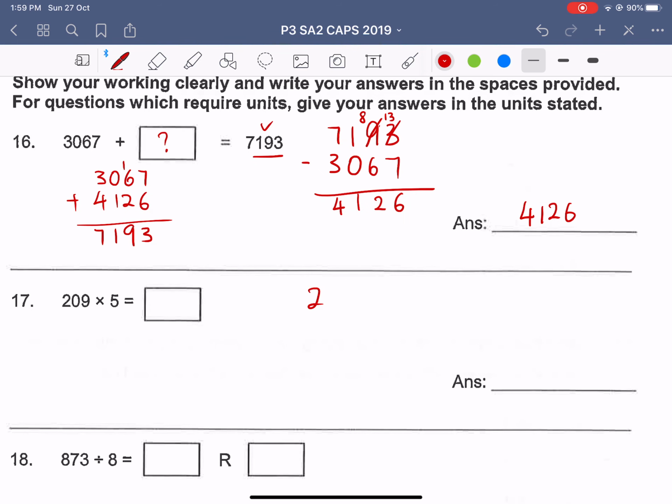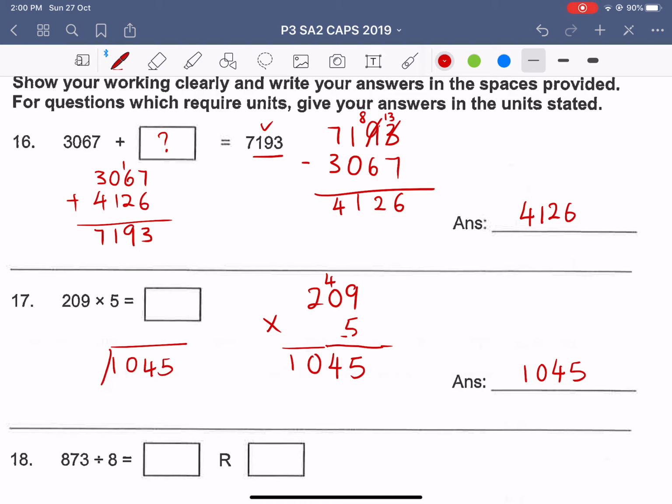Alright, next, let's do 209 times 5. 9 times 5 is 45. So the 4 goes here. 0 times 5 is 0. 0 plus 4 is 4. And 2 times 5 is 10. So the answer is 1045.